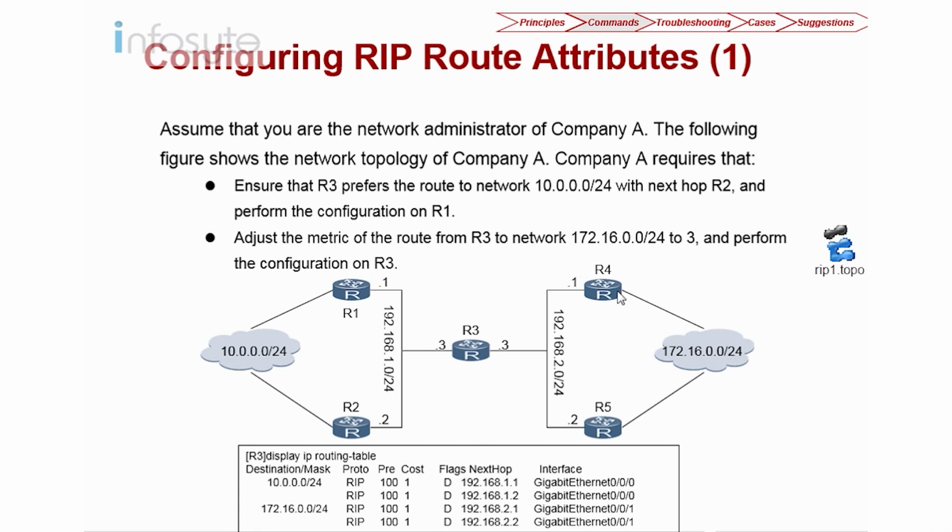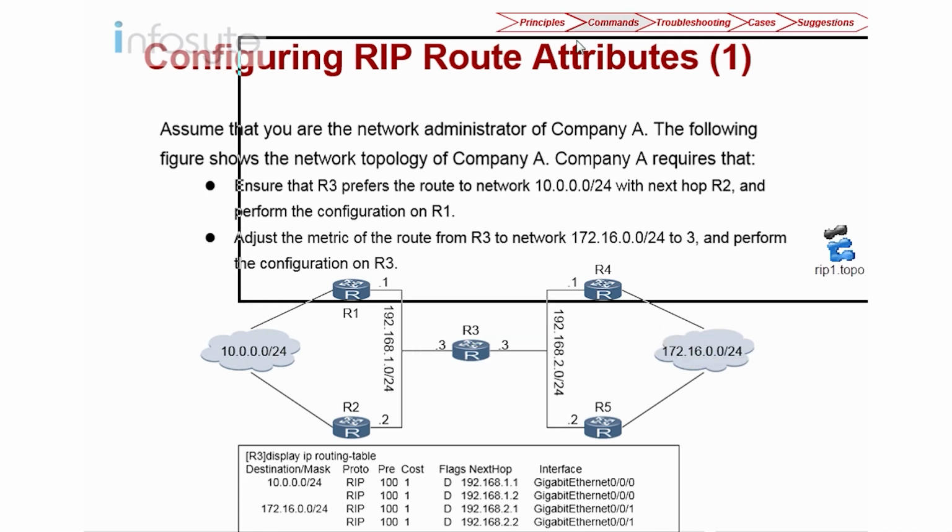We can only perform that on R3. From R3, you'll notice that we have the 10 network with equal cost using both .11 and .12, which are R1 and R2, and for R3 to go to 172.16.0.0, we have 2 gateways, 192.168.2.1 and 192.168.2.2. So let's look into our topology.